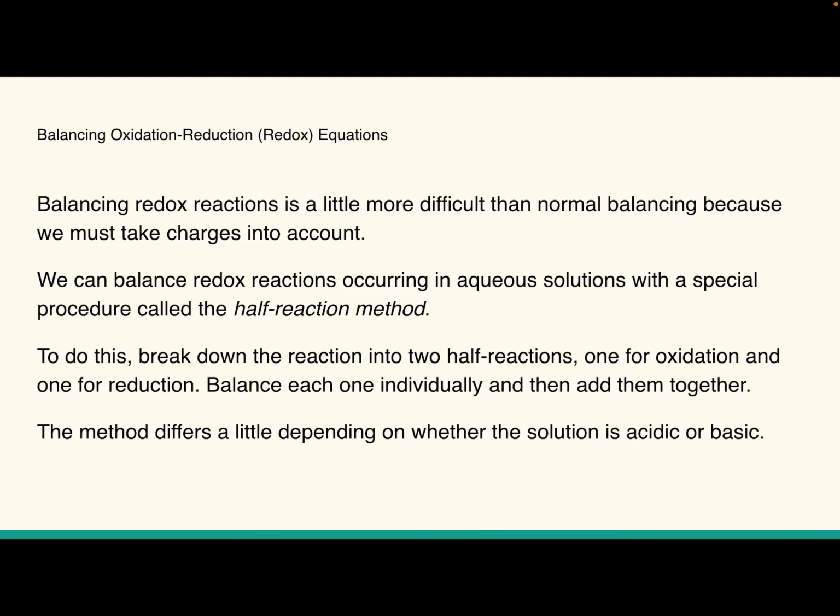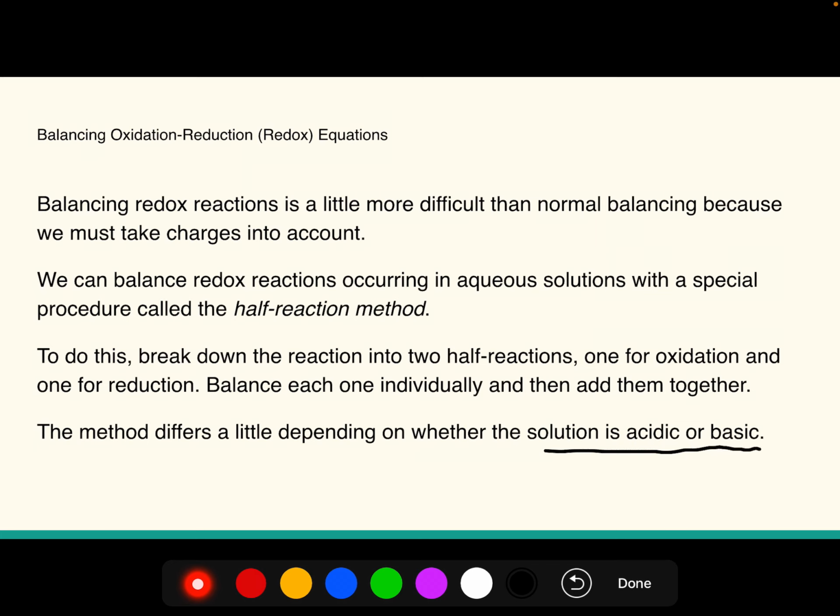Alright, so the first thing we've got to talk about here is how to balance redox reactions. It's really not so bad once you get the steps down, but it seems like a lot if you've never done it before. So the way we do it is using the half reaction method. What we want to do is split the equation into the oxidation half and the reduction half. As I say down here, the method changes a little bit depending on whether it's acidic or basic, but we'll get there.